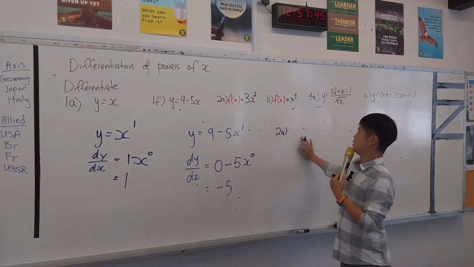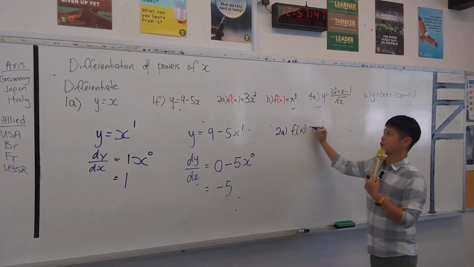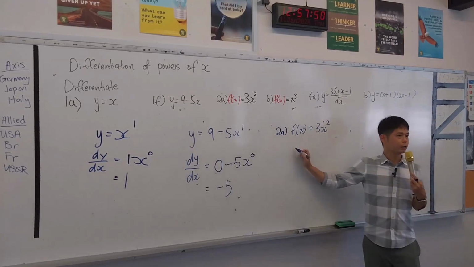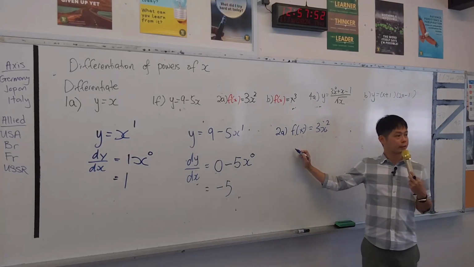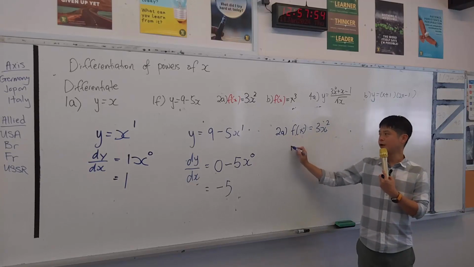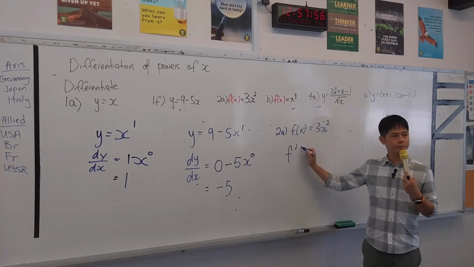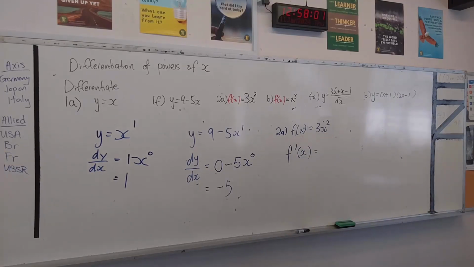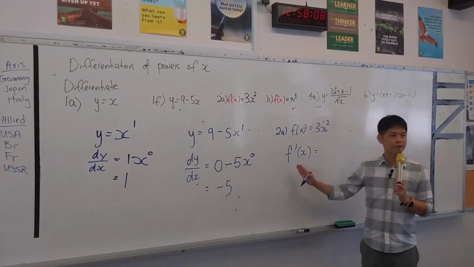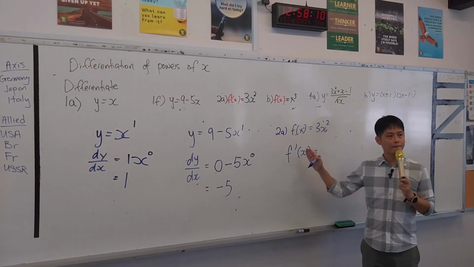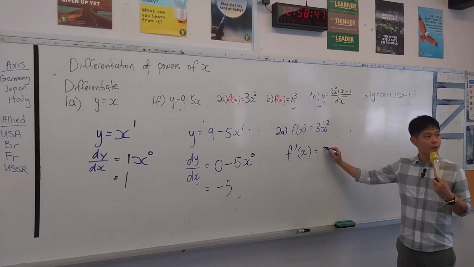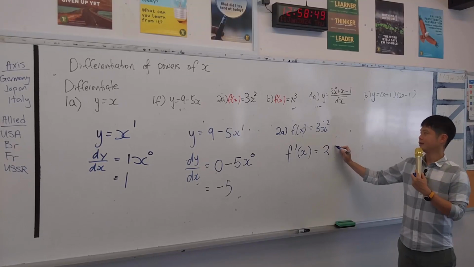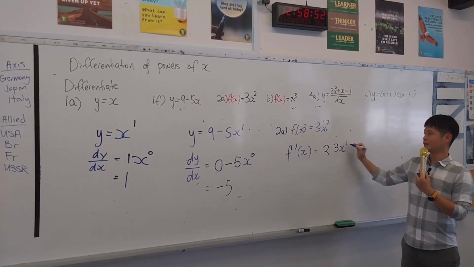For 2a, I have a function f(x) equals 3x squared. Look up. This is how you differentiate a function with f(x). You write f prime x. F prime x is the gradient. If the question is y, you write dy/dx. If the question is f(x), you write f prime x. Bring down the power, and the power minus 1.